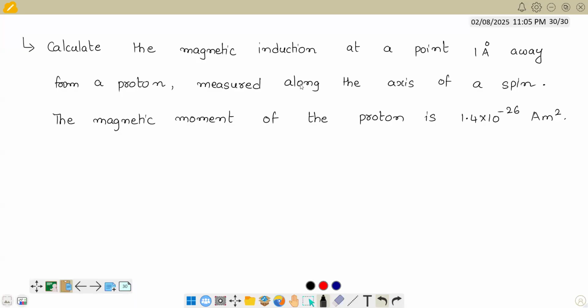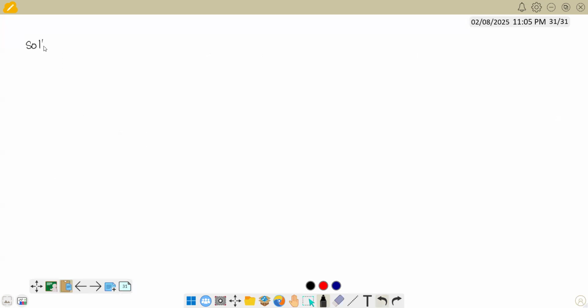Okay, the question says calculate the magnetic induction at a point 1 angstrom away from a proton measured along the axis of the spin. The magnetic moment of the proton is 1.4 into 10 power minus 26. So what is this concept? Generally, if fundamental particles like an electron or proton start going in circles, you can replace this loop with a tiny magnet.